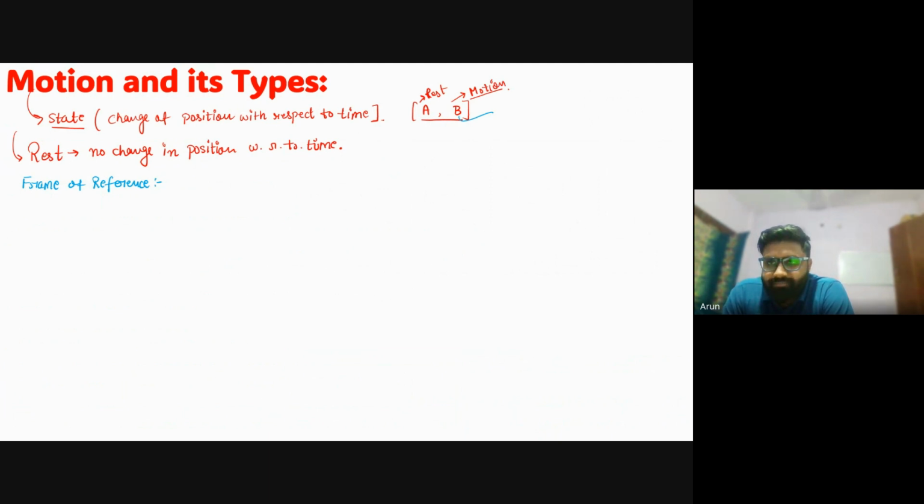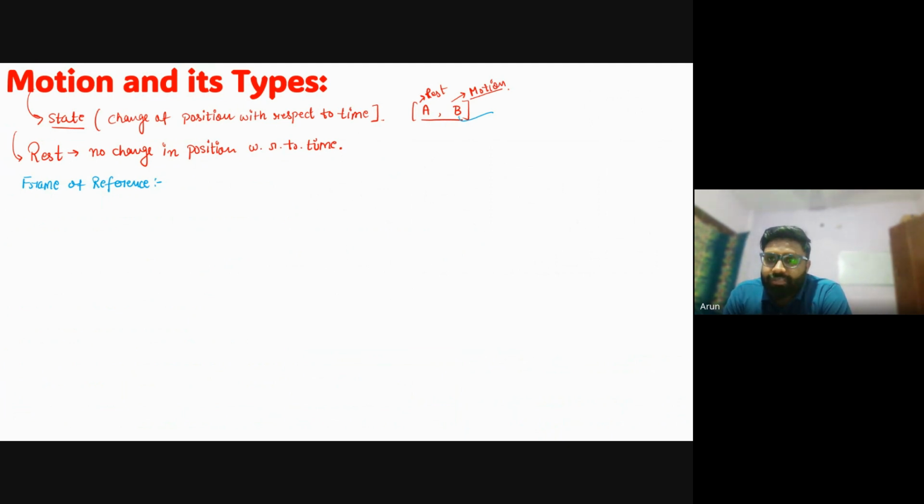Now, how do we decide that this car is changing its position? We have a time watch. We will get the time at a particular second or particular hour. This car is at this position. After some minutes or seconds, it has changed its position. But what if you are also changing your position with respect to time?